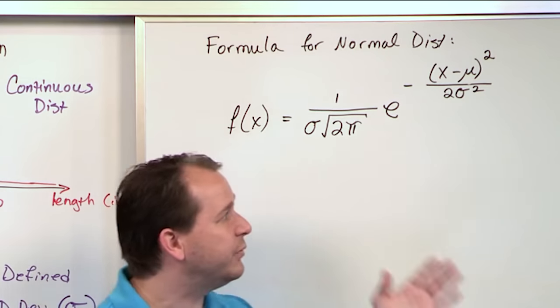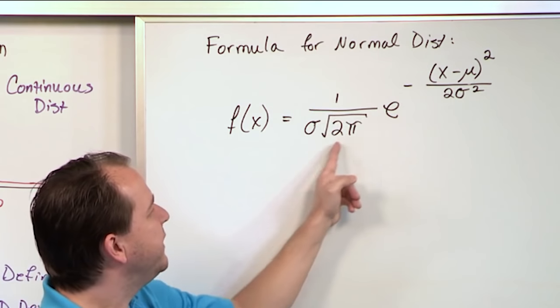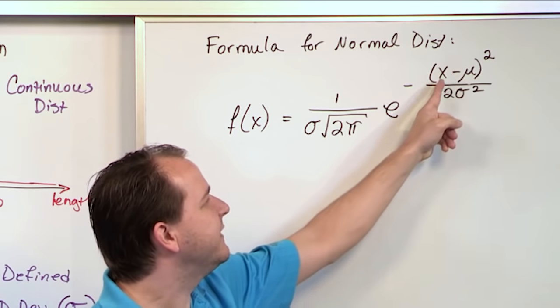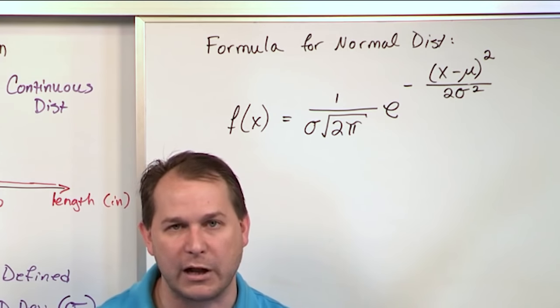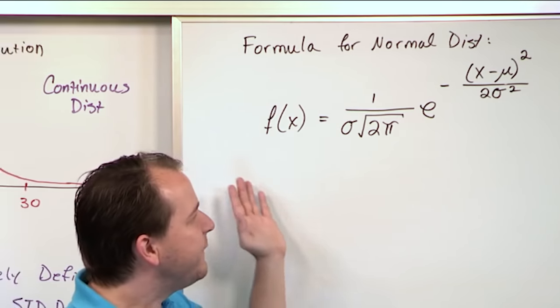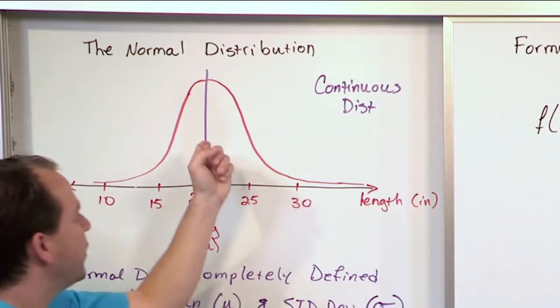So the way you would do that is you would dump this in your calculator. All of these would be numbers, all of this stuff would be numbers, except for, of course, x, which is what you're plotting against, right? And then if you plot that guy, you get a bell curve.